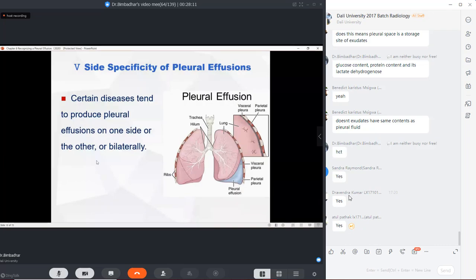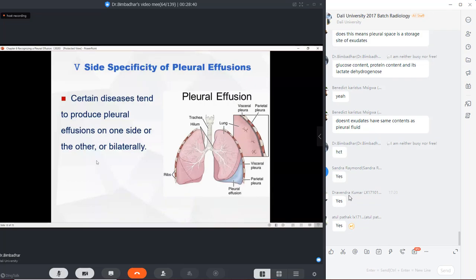Pleural fluid accumulation can happen on one side of the pleural space, or on both sides of the hemithorax. Right-sided and left-sided pleural effusion both can happen. If it is seen only on one side, we call it unilateral pleural effusion. If it is seen on both sides, we call it bilateral pleural effusion. So that's the first pattern you have to remember.